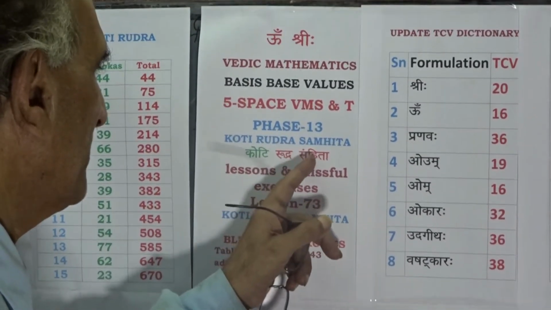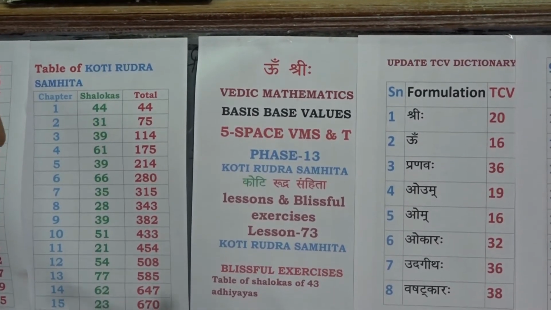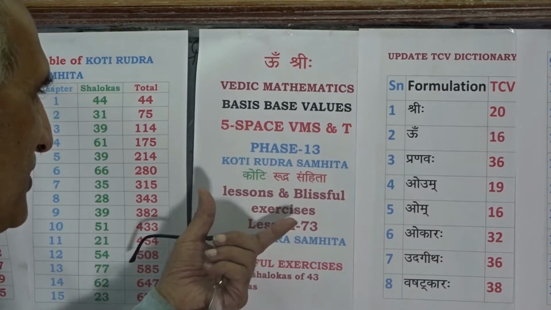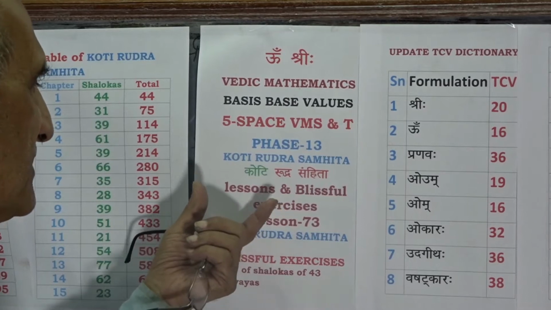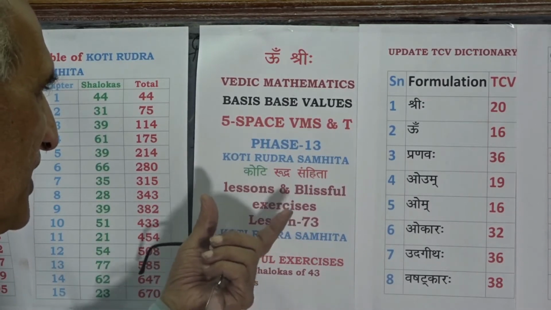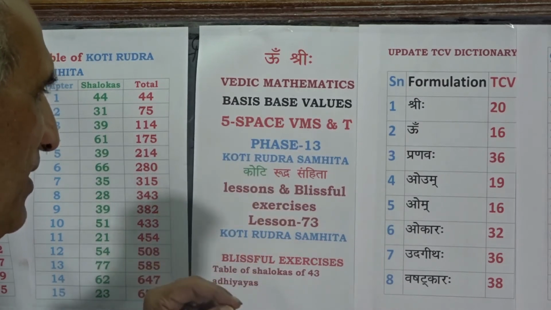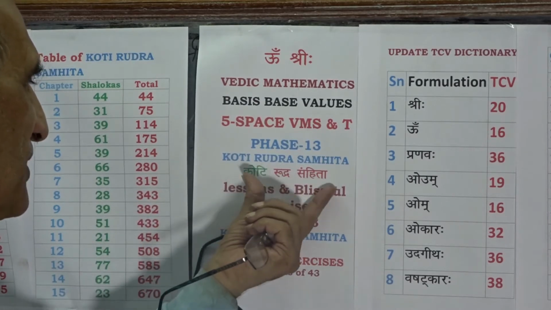Koti Rudra Samhita is the fourth Samhita of the ancient wisdom textbook Shiv Puran. First Samhita is Videshwar Samhita. Second Samhita is Rudra Samhita. Third Samhita is Shatrudra Samhita. And today we are entering Koti Rudra Samhita, the fourth Samhita.